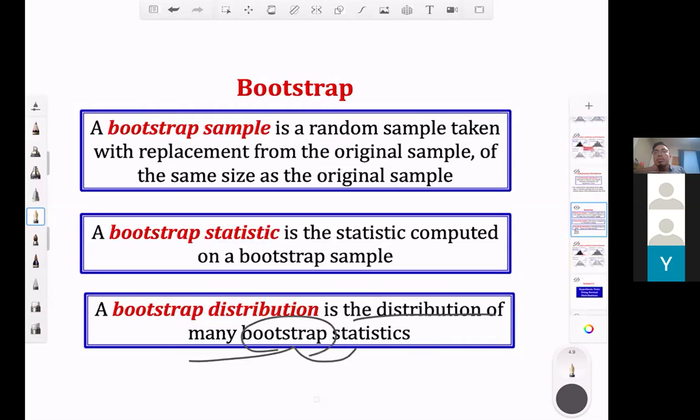So what is bootstrap? A bootstrap sample is a random sample taken with replacement from the original sample, of the same size as the original sample, okay? I mean, we love bootstrap. You should know everything about bootstrap.